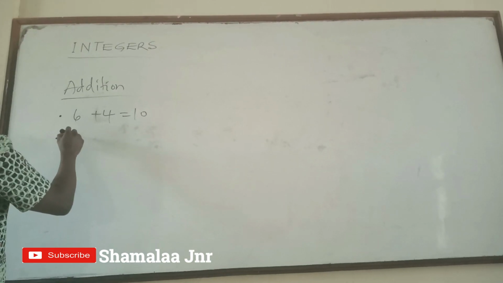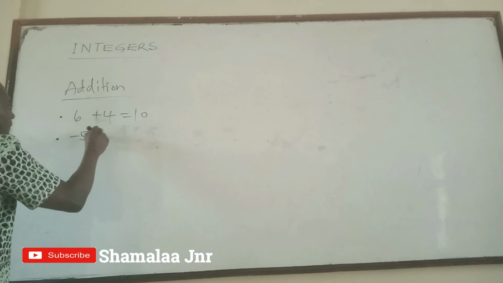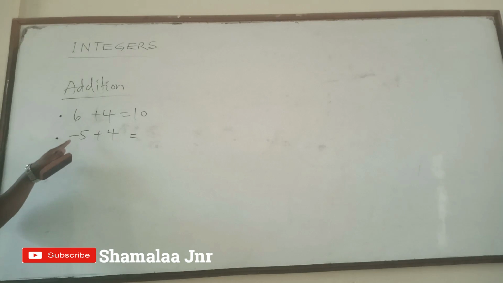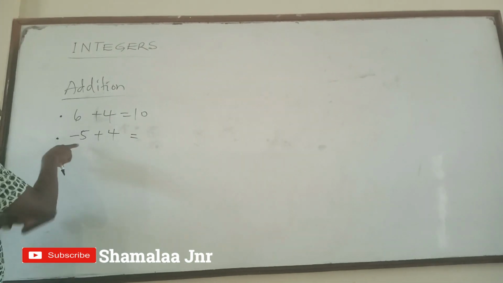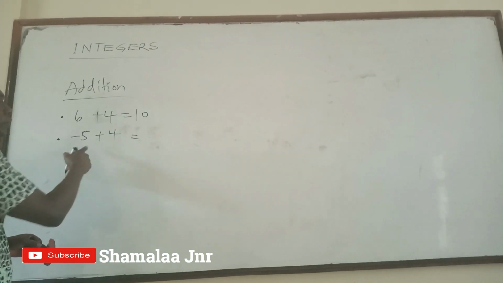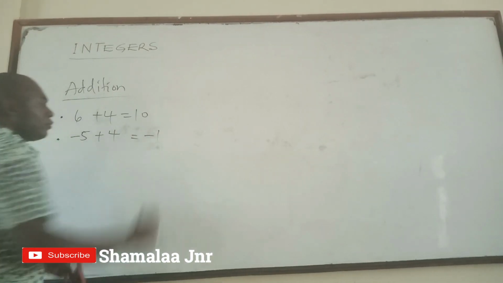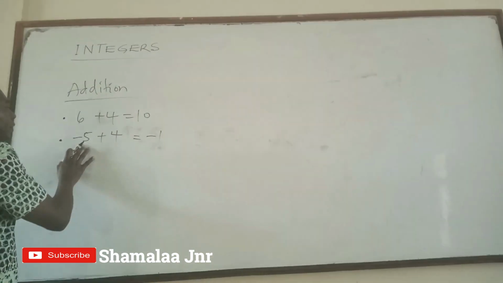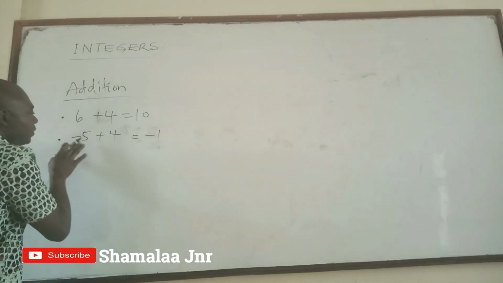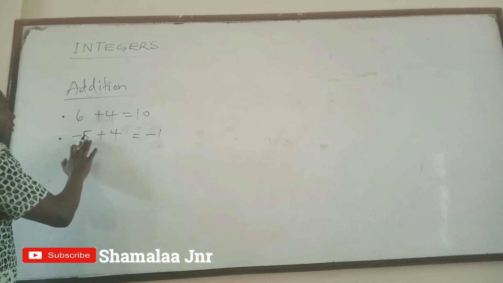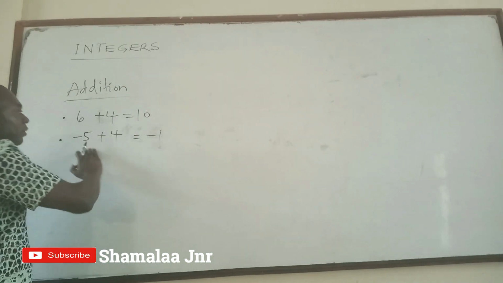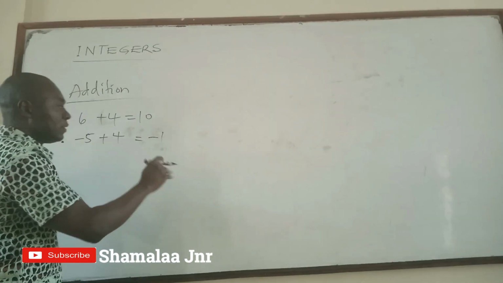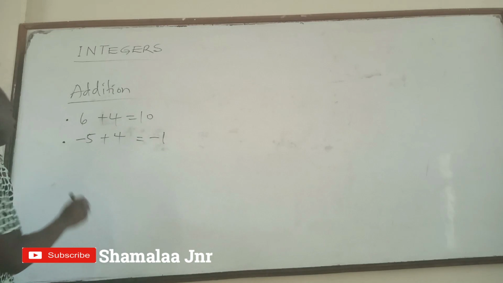When you have negative 5 plus 4, this means that you are owing somebody 5 and you have 4 cedis. So when you go and pay the 4 cedis, you are left with 1 to pay. So negative 1. On the other hand, you see that negative 5 is bigger than this one. So you are owing somebody 5 cedis and you have 4 cedis. You have to go and pay the 4 cedis and you're left with 1 to pay. Since you are left with 1 to pay, the answer is negative 1.